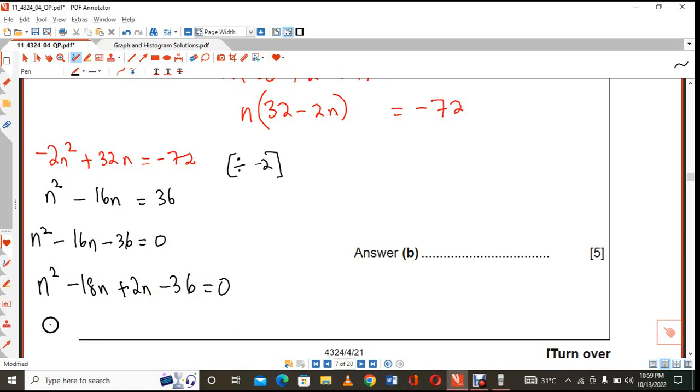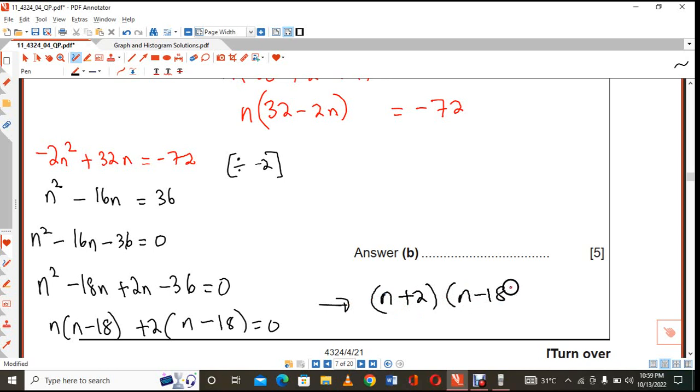From here, if I take out common factor n minus 18 plus 2, and then you're going to have, okay, that should be a bracket. So let's just correct that. So this is going to be n plus 2, and then you have n minus 18 here equals to 0. From here, you have n plus 2, or n minus 18 equals to 0. And if two things multiply to give 0, it implies that one or the other should equal to 0. Okay, so from here, you can actually go ahead and solve.